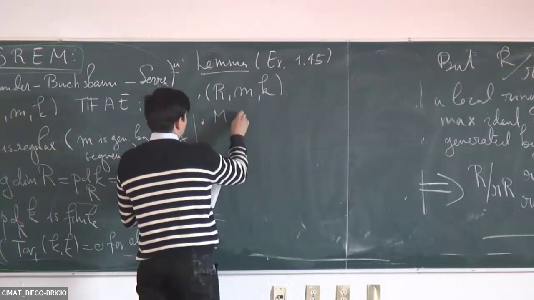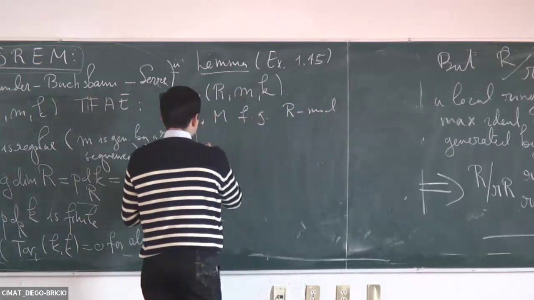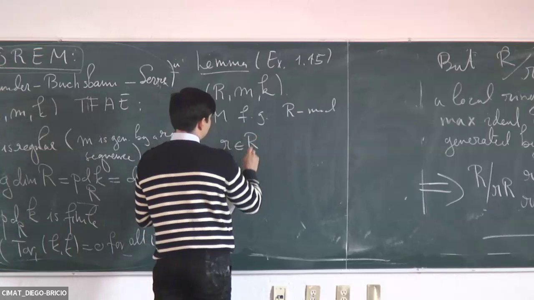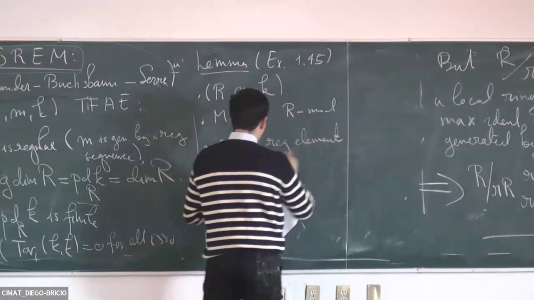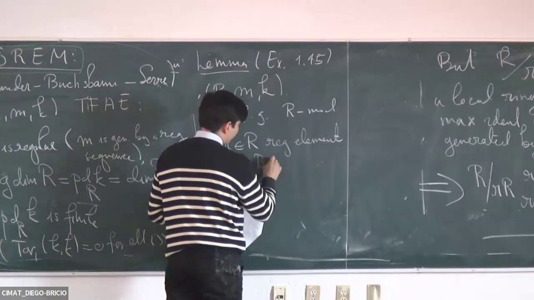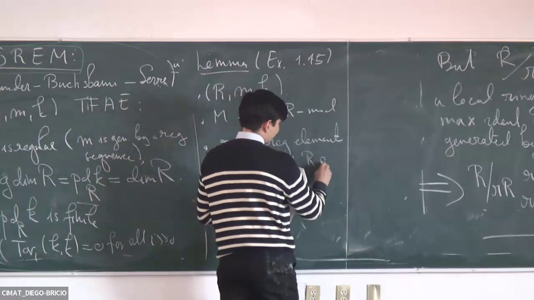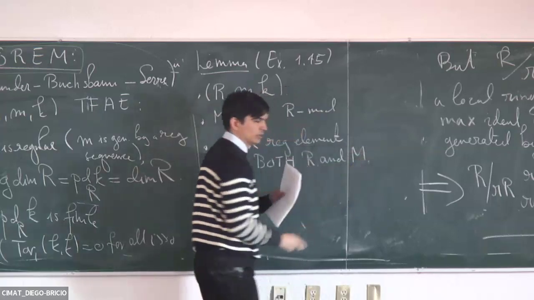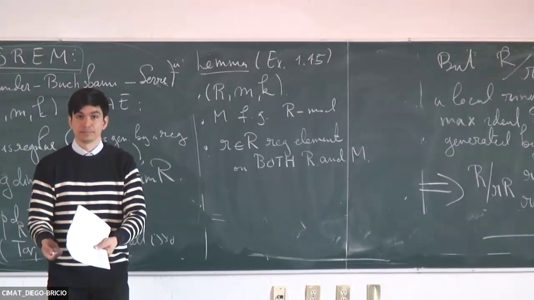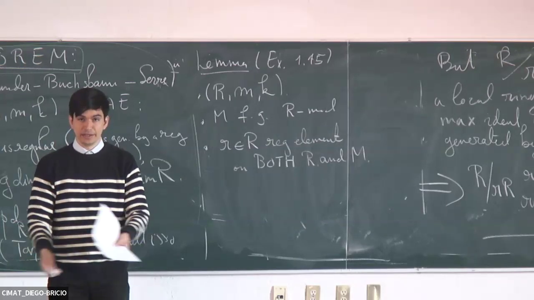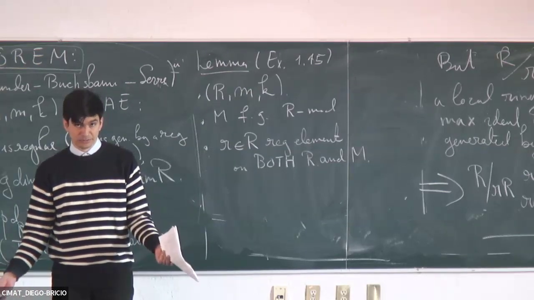and you're going to take a finitely generated module, and you're going to take little r in R that is a regular element on both R and M. In other words, it is a regular element on R, but also on M, right? So it doesn't kill anything of R, and it doesn't kill anything on M. And it avoids the maximal ideal.